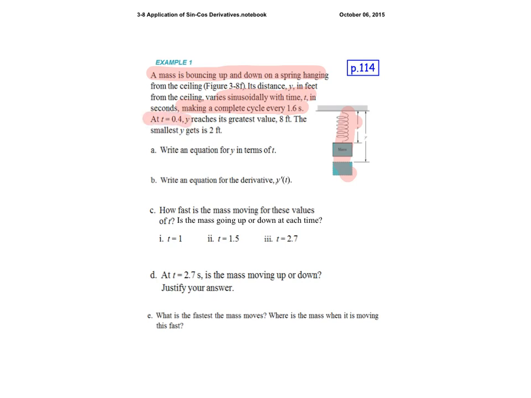At 0.4 seconds, y reaches its greatest value, 8 feet. That tells us we're going to start with the cosine. When you start with the greatest value, you start with the cosine, and then it goes to the smallest too. So there's a lot of stuff you can figure out pretty much. So for part 1, we have a cosine.